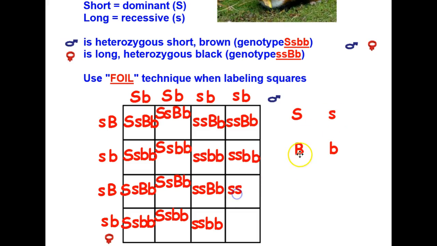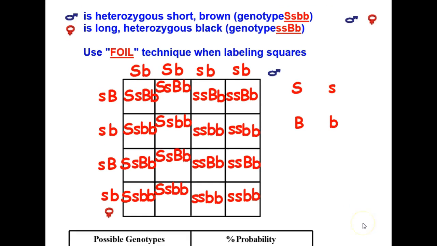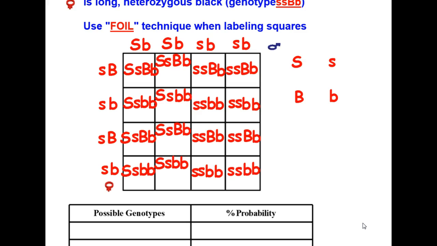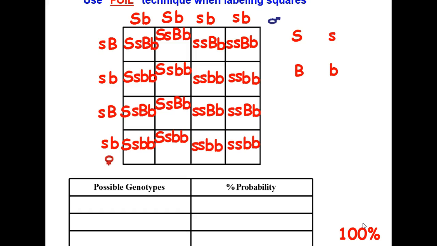Little s, big B, little b. And little s, little b, little b. All right. Once all that tedious work is done, now we're ready to go ahead and determine our possible genotypes that we have here and what the percent probability of having those for each one is. Okay? All right, let's just start right here in the top left-hand corner.